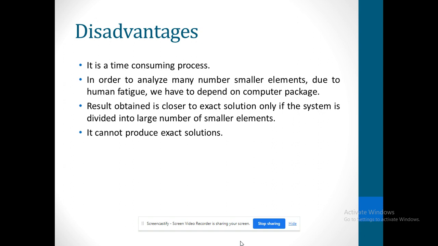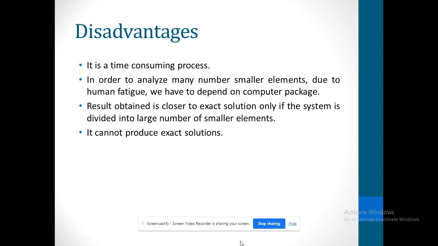The next disadvantage is that results obtained are closer to the exact solutions only if the system is divided into a large number of smaller elements, which means finite element methods provide an approximate solution and its accuracy depends on mesh density. To obtain more accurate results, the model needs to be divided into a larger number of smaller elements, which can lead to increased computational demands. Finding the right balance between computational cost and solution accuracy is really challenging in finite element analysis.